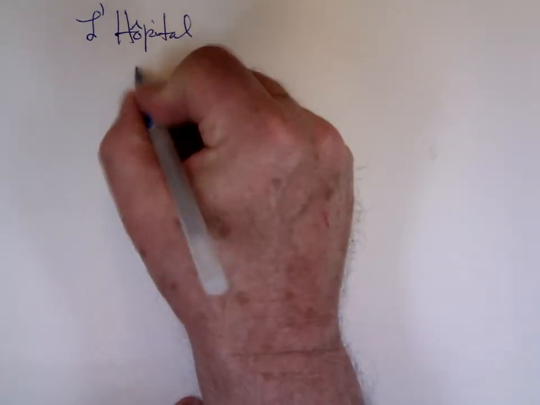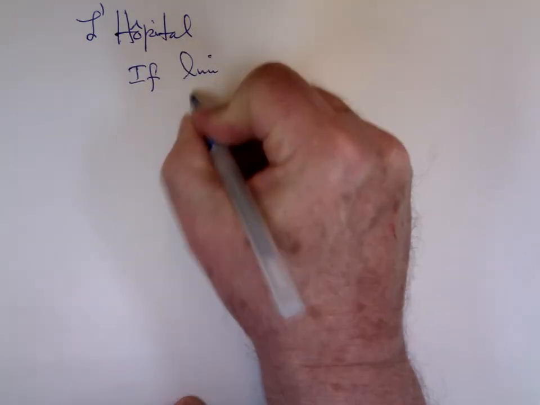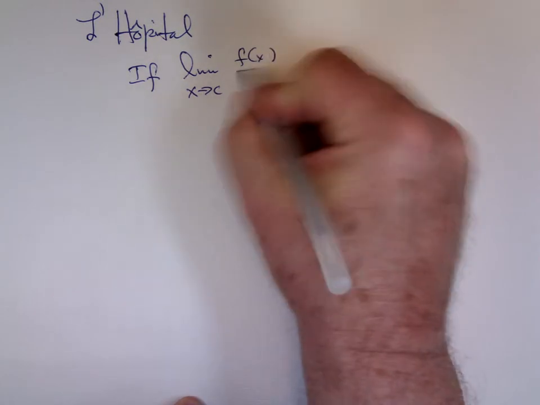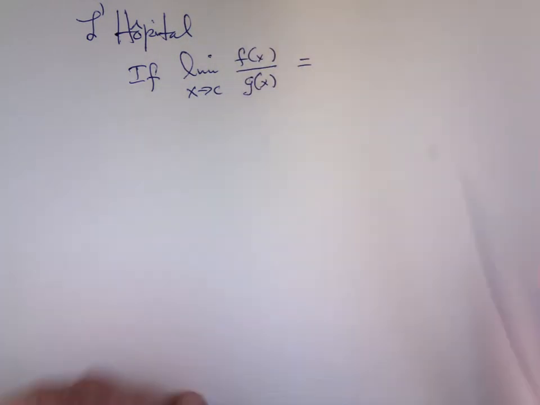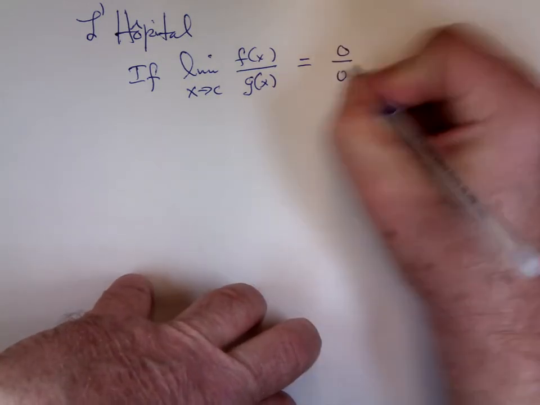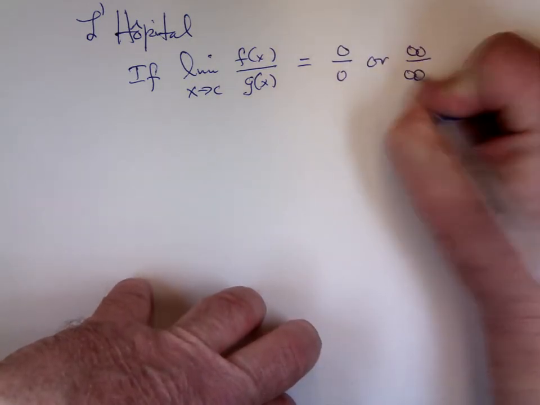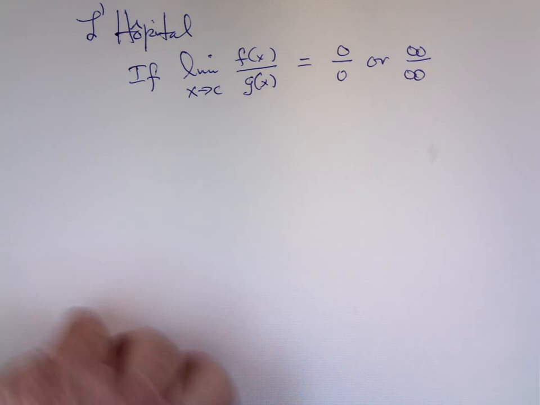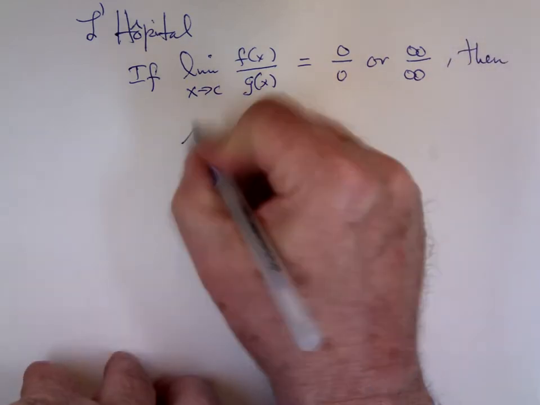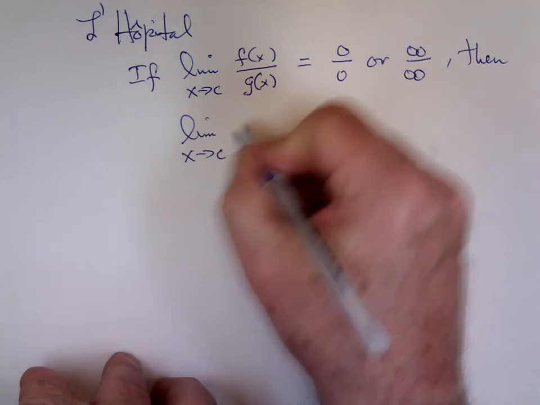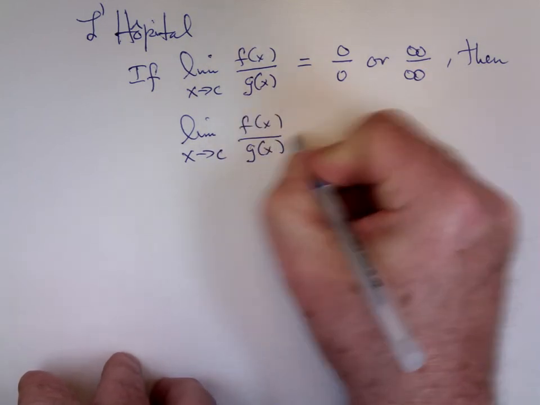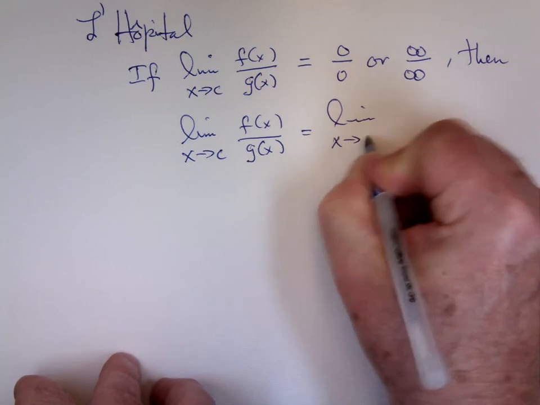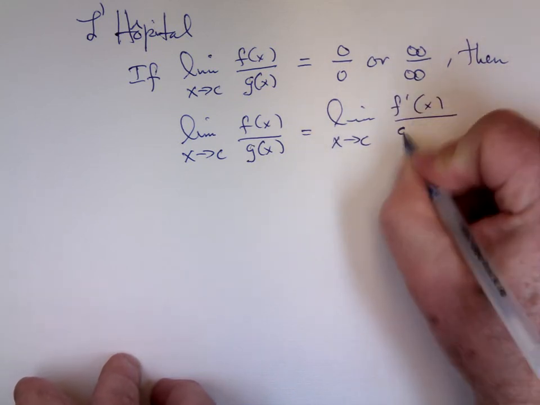If the limit as x approaches c of f of x over g of x is equal to 0 over 0 or infinity over infinity, if you get one of those two indeterminate forms, then the limit as x approaches c of f of x over g of x is equal to the limit as x approaches c of f prime of x over g prime of x. Now, not a quotient rule, you take the derivative of the numerator over the derivative of the denominator.